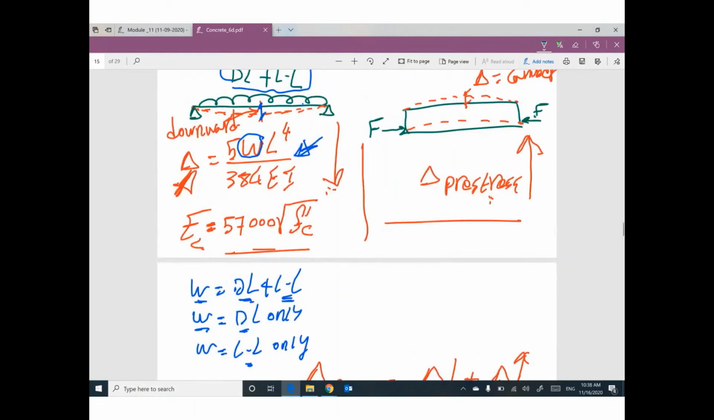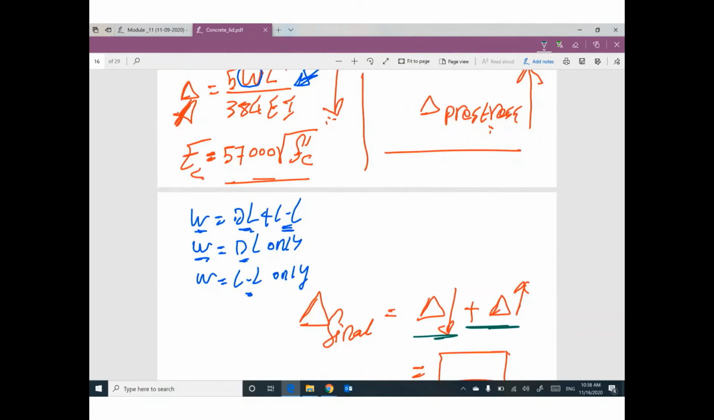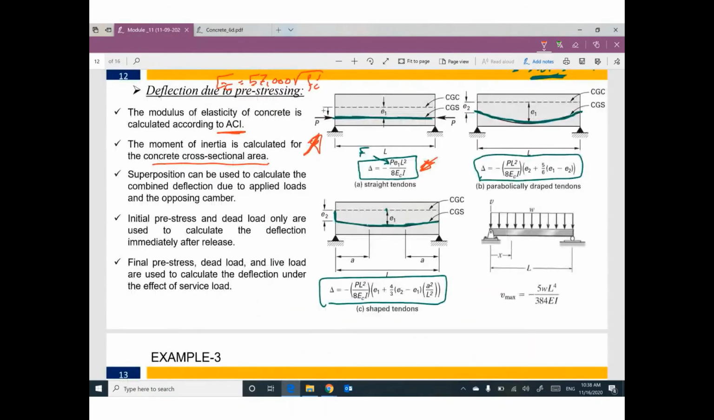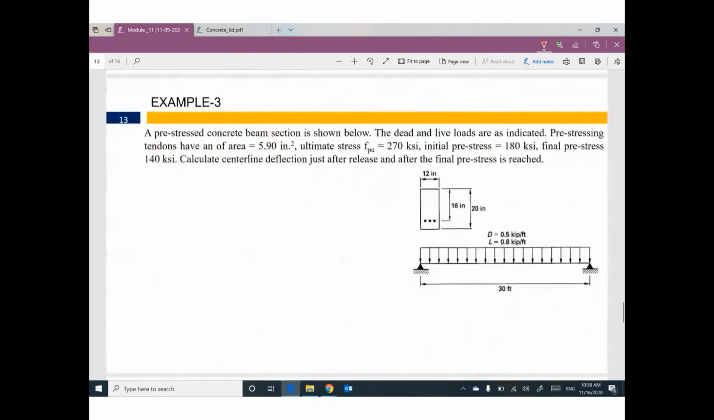Superposition means I'm going to calculate the deflection due to weight and live load alone, and the deflection due to the effect of pre-stressing alone, and then finally I can add them together and see which one is bigger. This is the meaning of superposition. Okay, let's do this example.